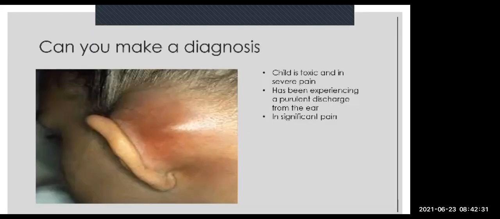Okay. Any idea what's going on here? So here we have a patient who's toxic. When we say toxic, I mean the child's got low BPs, has got high temperatures, is sick, not looking well at all, and in severe pain. Has also been experiencing a purulent discharge from the ear. Any idea what's going on there?